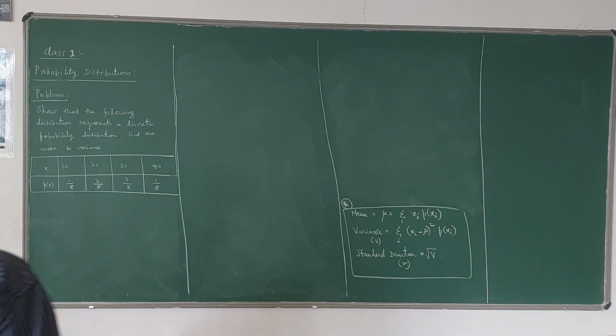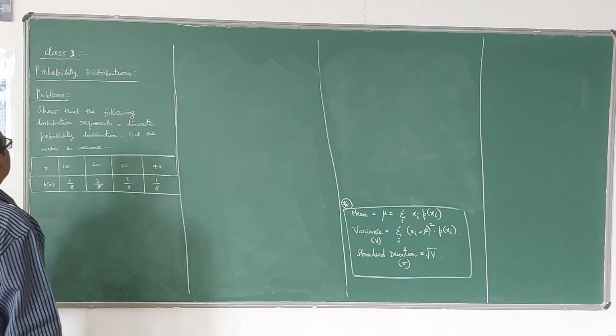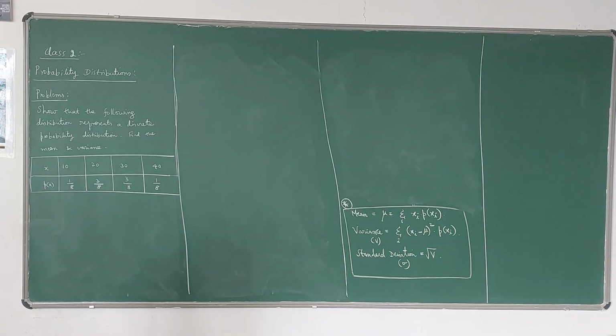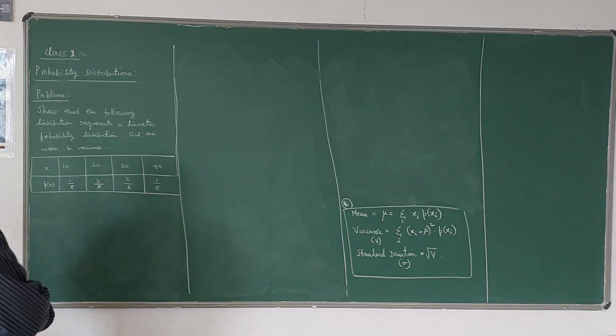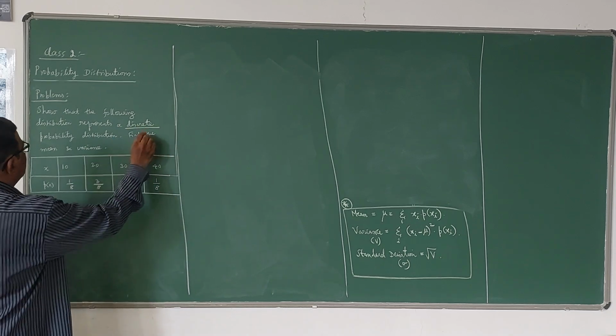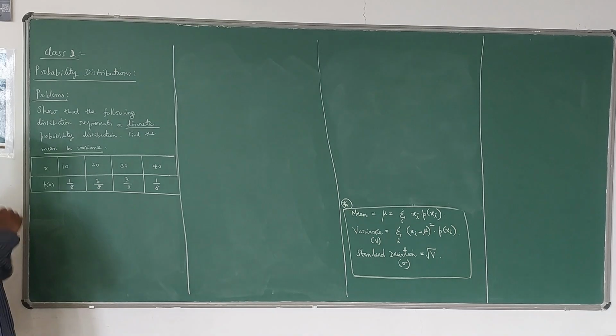So let us take a problem on discrete probability distribution. The problem states like this: show that the following distribution represents a discrete probability distribution. Find the mean and variance. So these are the values of x and p of x given in the problem.